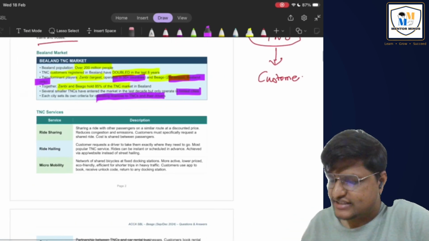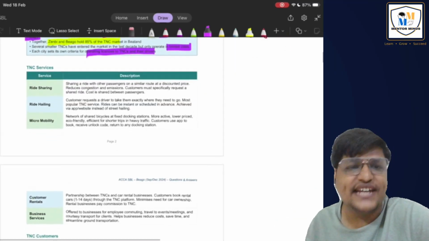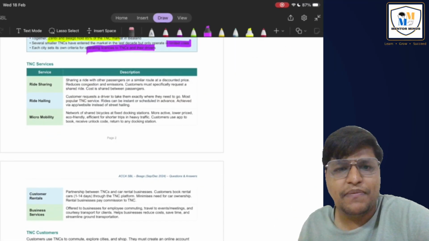Now, the next is the TNC services. So what services are we providing? First is ride sharing, guys. So now what do you mean by ride sharing?